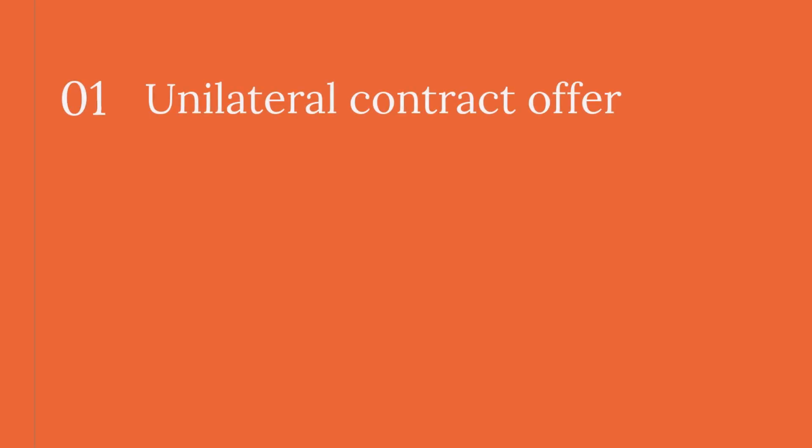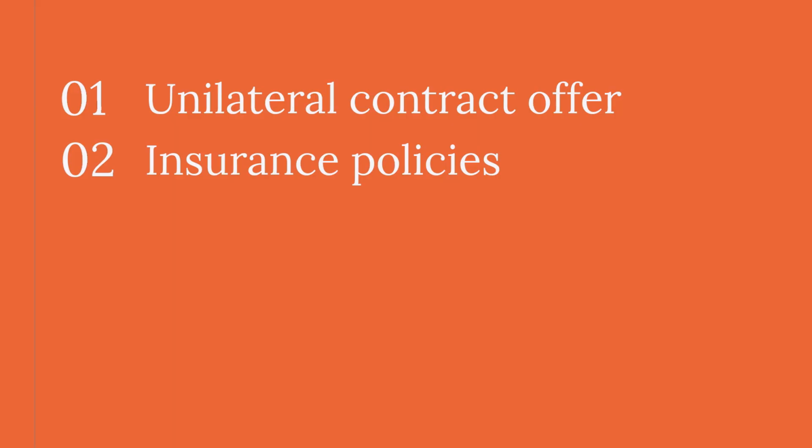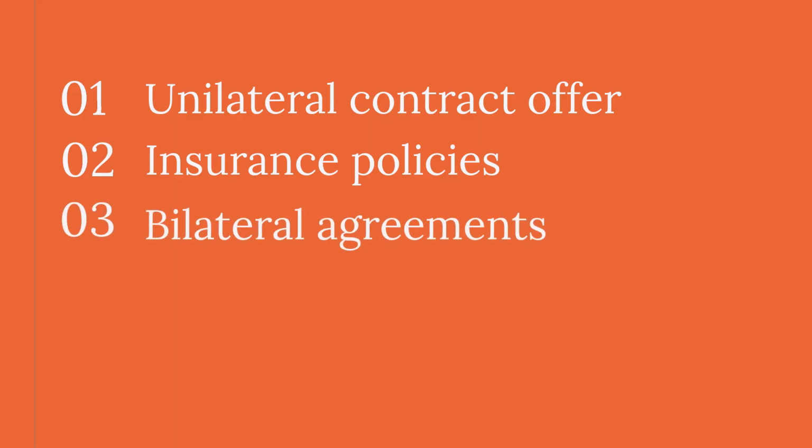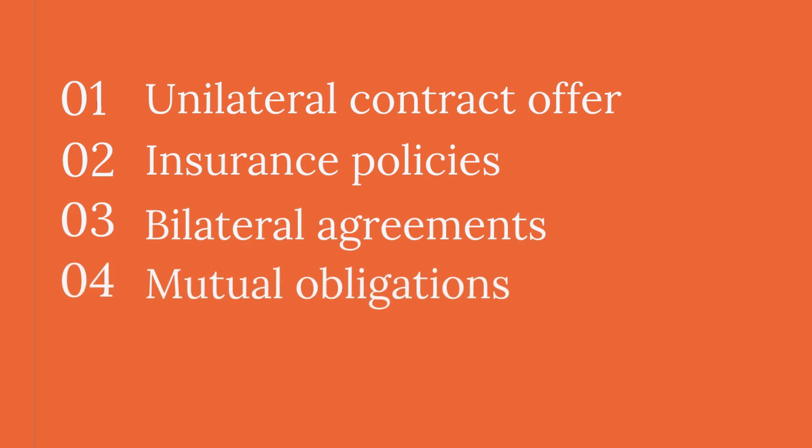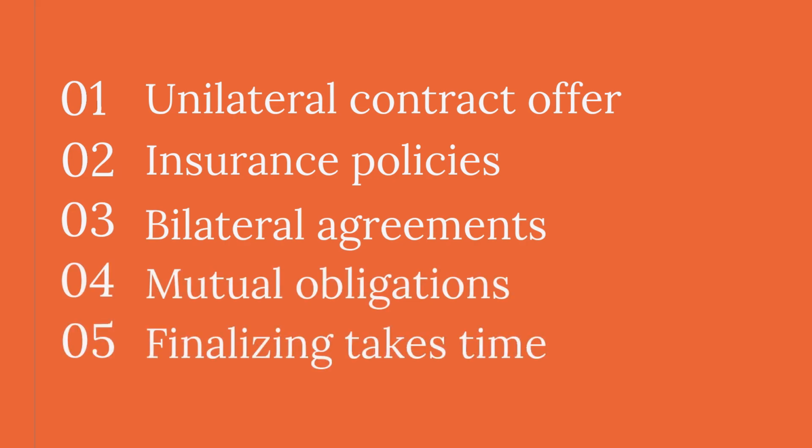A unilateral contract involves an offeror paying after an act. Insurance policies are examples. Bilateral agreements involve mutual obligations. They vary by type, scope, and parties involved. Finalizing bilateral agreements can take time.